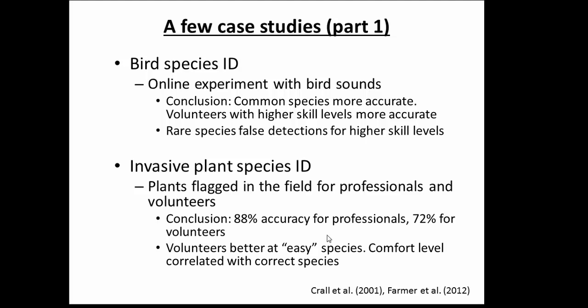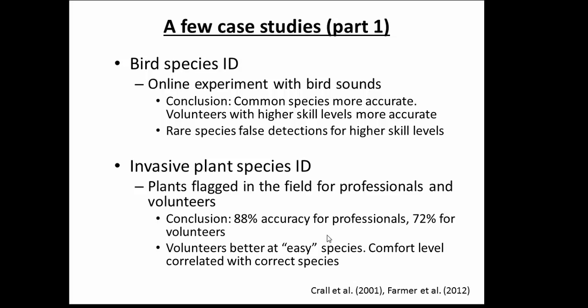In another example, invasive plant species were flagged for a species identification test along a trail, and professionals were compared against volunteers, which is interesting because that kind of comparison is not really done very often. It's usually volunteers versus professionals, but in this case it was volunteers and professionals together against what was deemed to be the true identification of these plants. So the professionals had 88% accuracy and the volunteers 72% at species ID, and the volunteers were better at species that were deemed easier to identify.